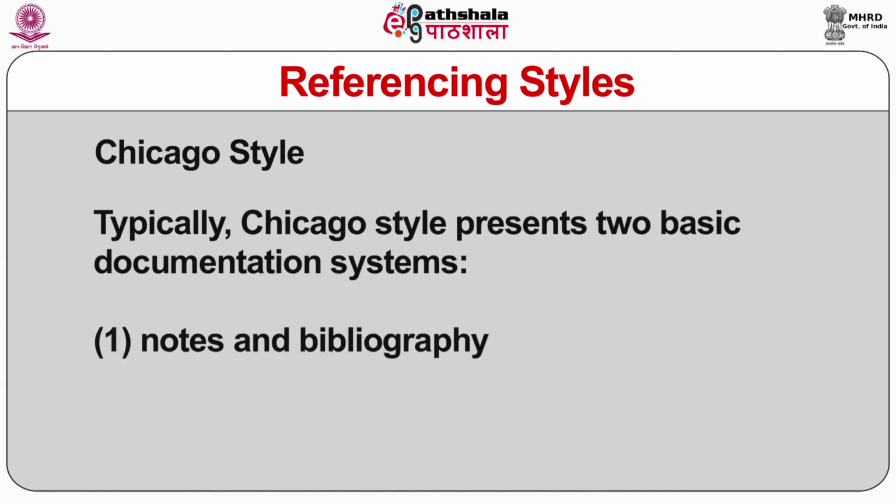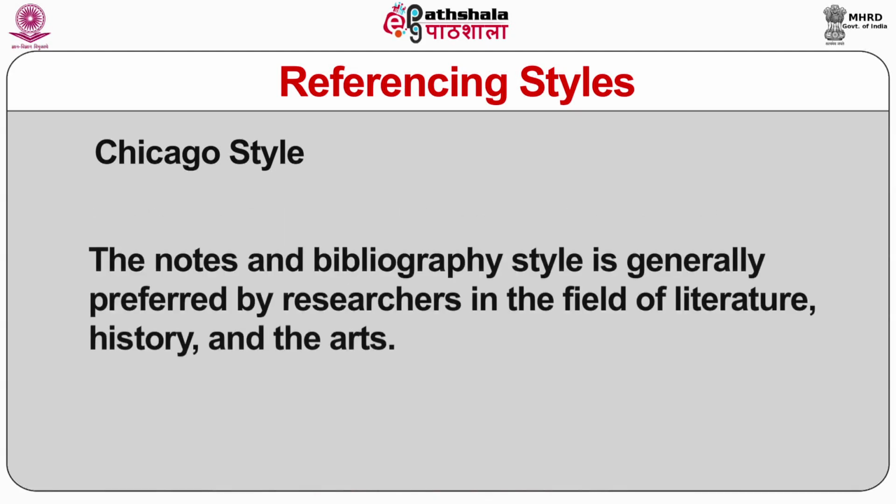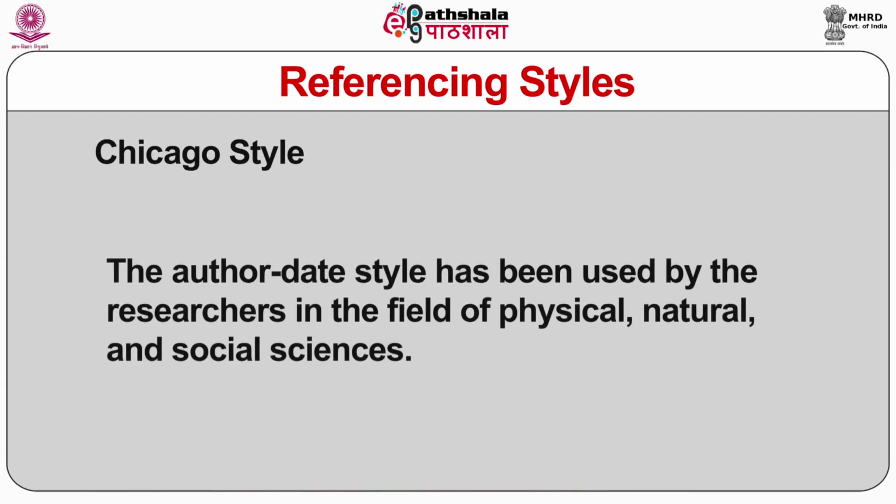First, notes and bibliography, and second, the author date. The notes and bibliography style is generally preferred by researchers in the field of literature, history, and the arts. The author date style is used by researchers in the field of physical, natural, and social sciences. In this system, the sources are briefly cited in the main body, including the author's last name and the date of publication. The detailed citations are presented in the form of references where full bibliographic information is given.